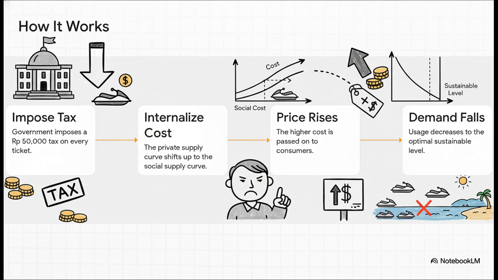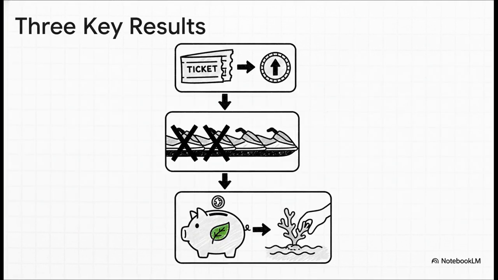Well, the ticket price rises. And according to the fundamental law of demand, when the price goes up, the quantity demanded naturally falls. The market corrects itself. And notice, it's not through a ban, but through a price signal. And this just brilliantly illustrates the three key outcomes. The price goes up for consumers, which in turn reduces the number of jet ski rides down to a more sustainable level, what we would call the socially optimal quantity.